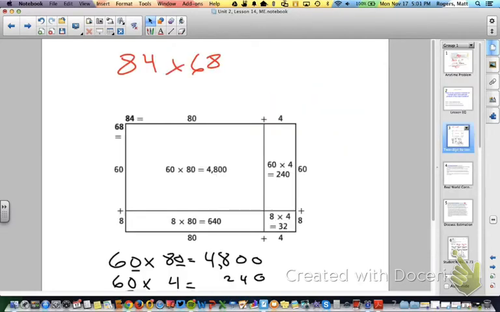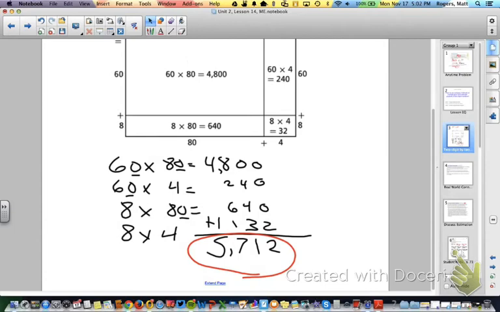When I get started, I'm looking at a problem, 84 times 68. So I expand 84 to 80 plus 4 and 68 into 60 plus 8. I use my area model as shown at the center of this picture just to organize all of my information and help me solve the problem.